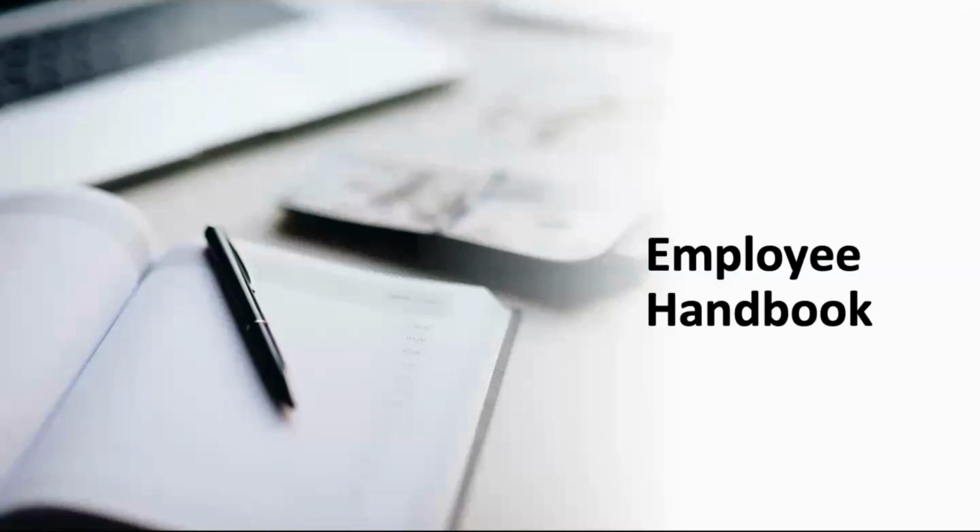Next one is employee handbook. It is also another example of a manual. An employee handbook is a manual that outlines an organization's policies, procedures, and expectations for employees. It covers topics such as code of conduct, employee benefits, leave policies, disciplinary procedures, safety guidelines, and other relevant information to guide employees in their work and behavior.